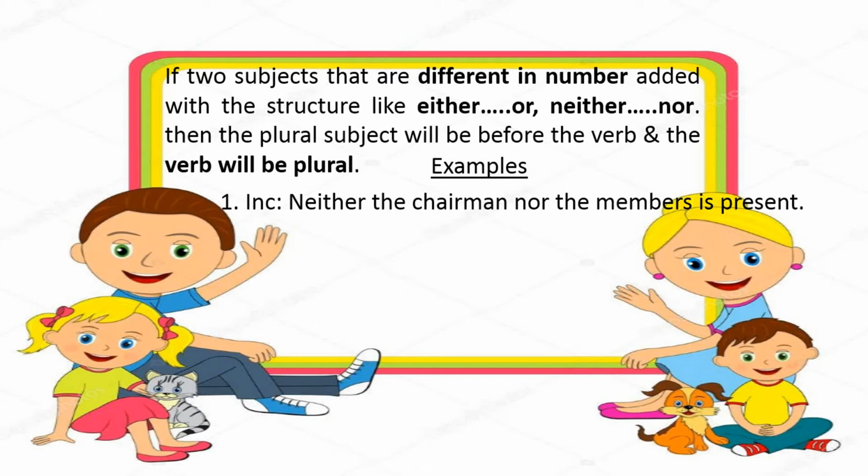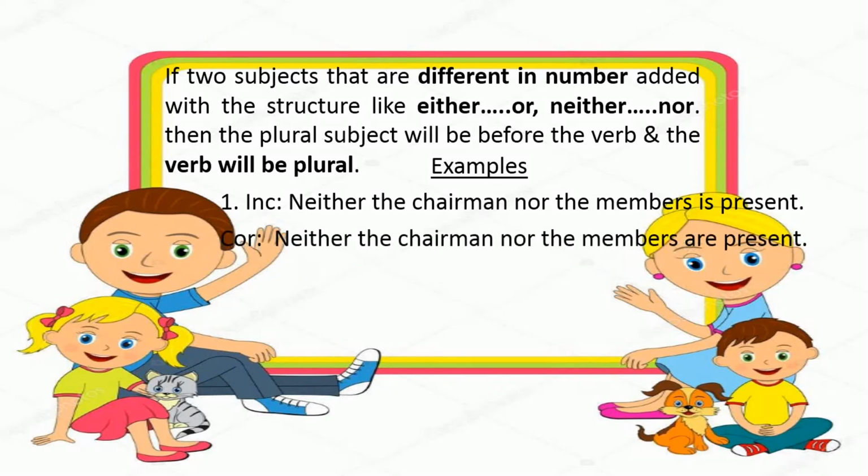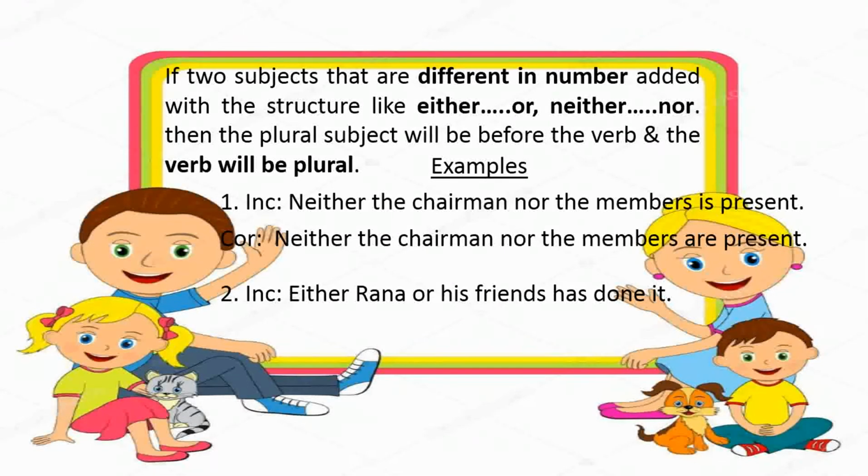So here the plural subject is also before the verb, so the verb will be plural. Just write the plural verb. Neither the chairman nor the members are present. Okay, either Rana or his friends has done it.